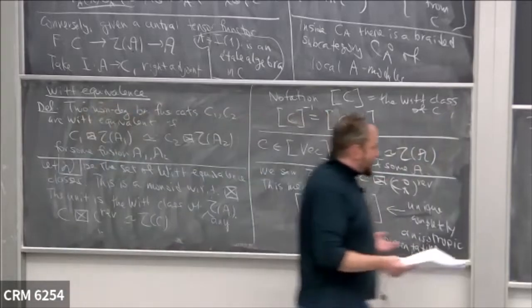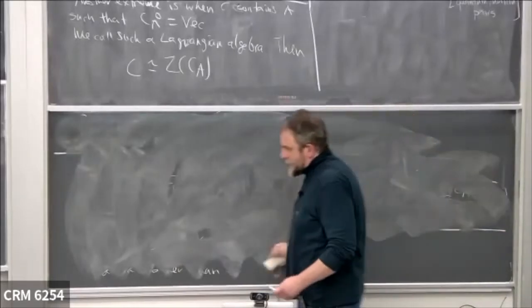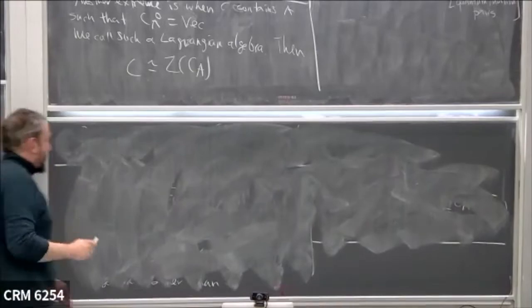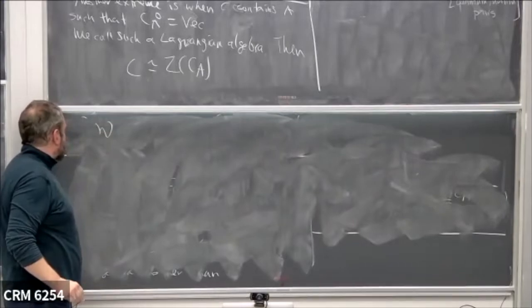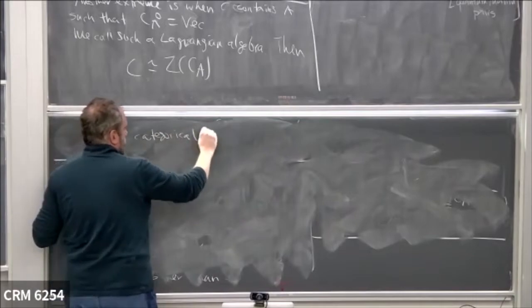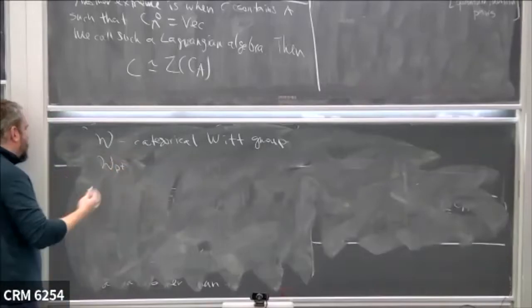Now, as with everything that I'm talking about, there is of course a classical path to this story. There is a classical thing called the Witt group of non-degenerate quadratic forms. I'm not going to recall its definition because it's defined in precisely the same way that I described here. Instead, I'll say that the Witt group W, the categorical Witt group, contains a pointed subgroup, which I call W pointed.